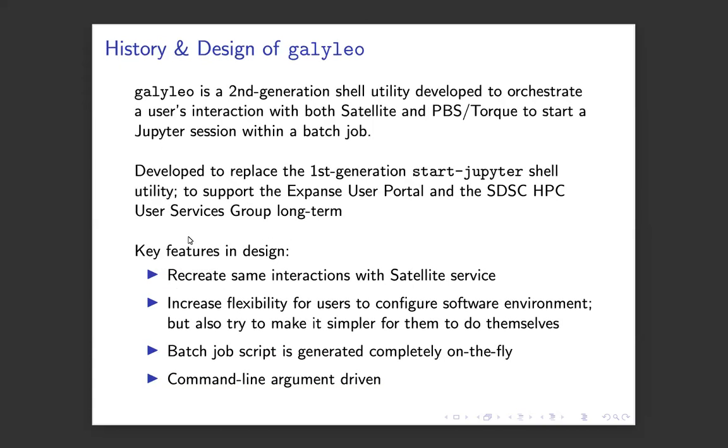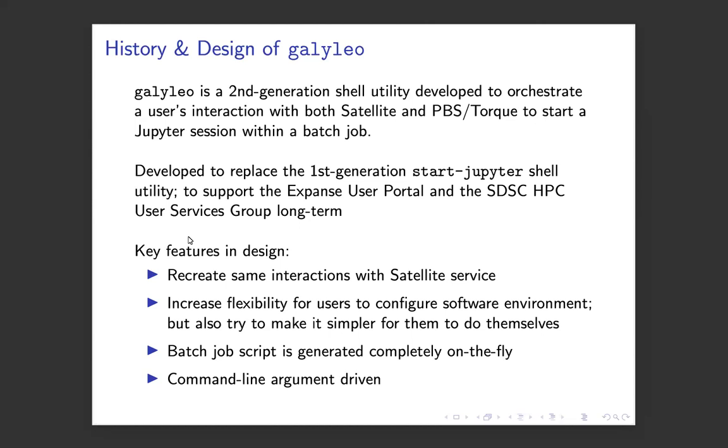Just a quick history and design. This is our second generation utility script for the satellite reverse proxy service and launching Jupyter notebooks. There was a first generation one that maybe some users here are familiar with, the Start Jupyter utility that was developed by Mary and one of her students. The impetus for Galileo was to expand the capabilities of that initial prototype to support the Expanse user portal. So if you're an Expanse user, you can actually use Galileo from the web portal there. And also it's just a little bit more convenient.